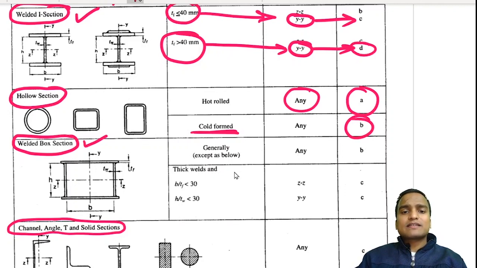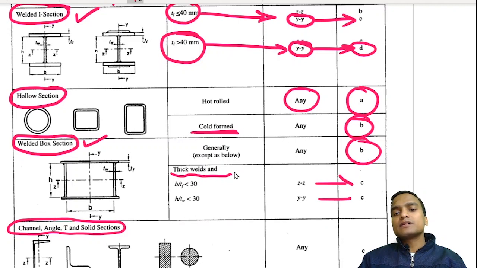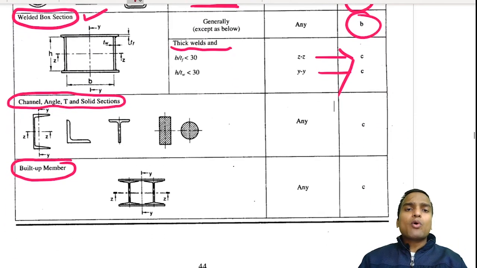Similarly, for welded box section, if you use any section, it will be B, and if there are thick welds being used, then you can see that welds become the cause for change in the buckling class, and it becomes C. Now this is very important, you all have to notice it: it is good news for us that in channels, angle section, T section and all the solid sections, you don't have to check whether it is hot rolled, cold formed, or what is the buckling axis.